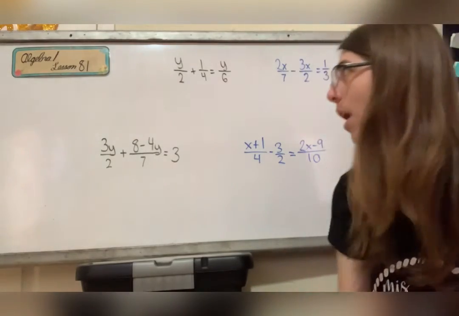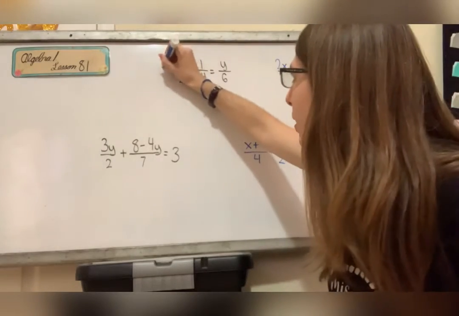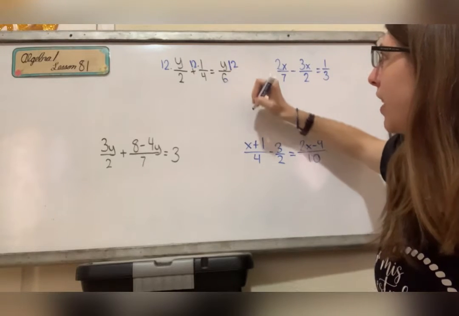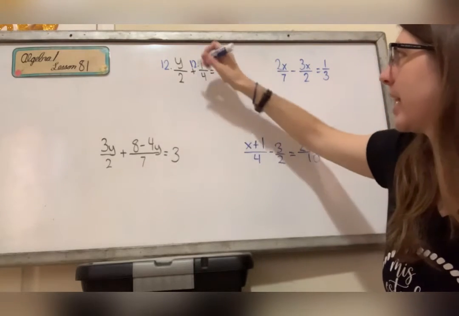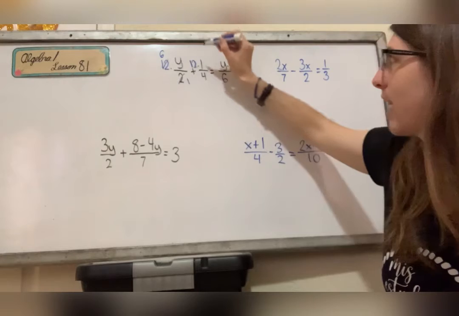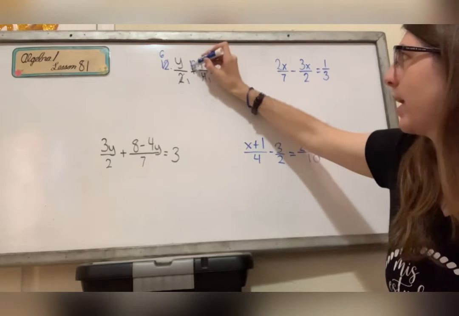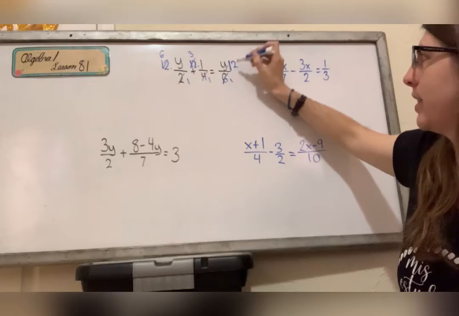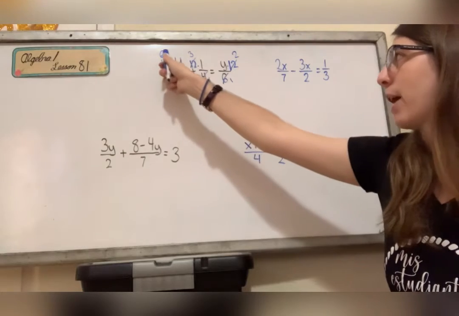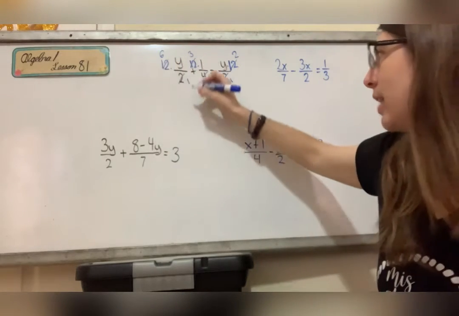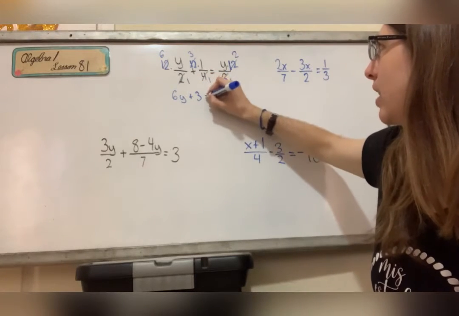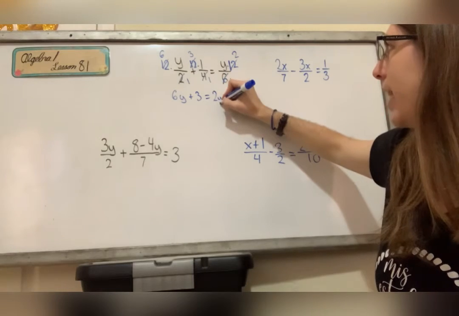Okay, so I've determined it's 12, so I'm going to multiply each term by 12. This will cancel out my denominator, because 2 goes into 2 one time and into 12 six times. 4 goes into 4 one time and into 12 three times. 6 goes into 6 one time and into 12 two times. Now I multiply each numerator by that canceled number. 6 times y would be 6y, plus 3 times 1 is 3, equals 2 times y is 2y.